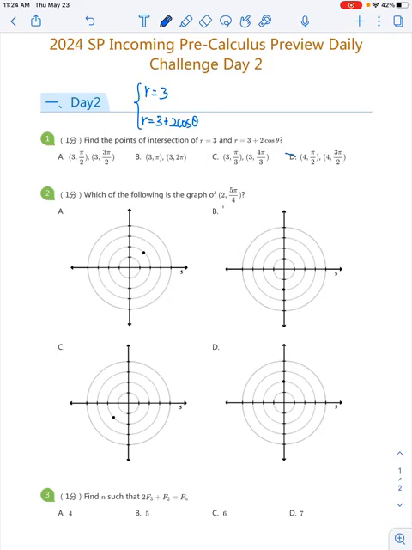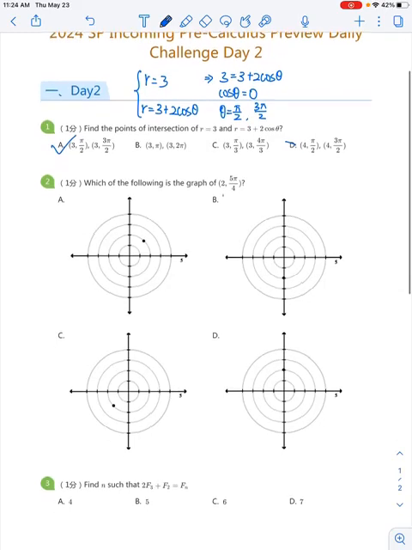Then, if we set them equal to each other, this will be 3 equals 3 plus 2 multiplied by cosine theta. Simplifying the equation, we have cosine theta equal to 0. If you are trying to find the solutions from 0 to 2 pi, then theta can only be pi over 2, or it can be 3 pi over 2. Alright, so here the correct solution will be answer choice A. Okay, so let's take a look at the second one.